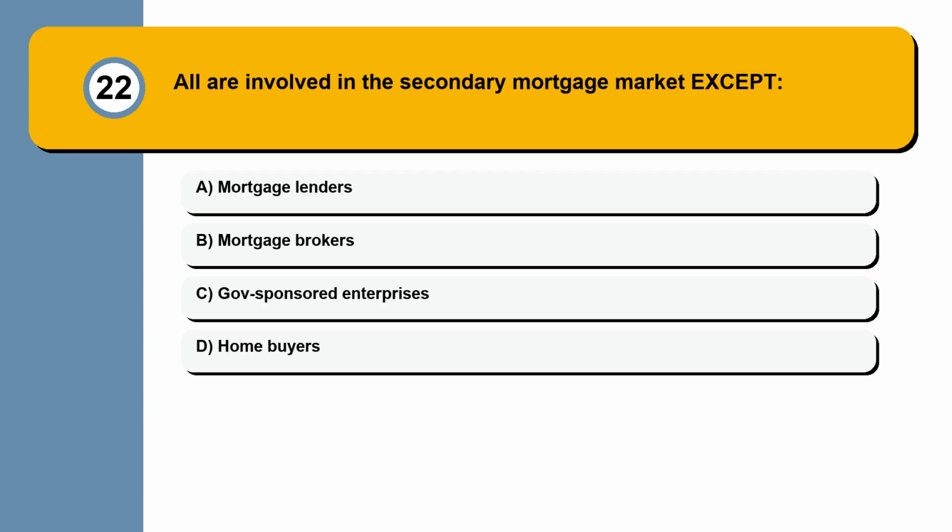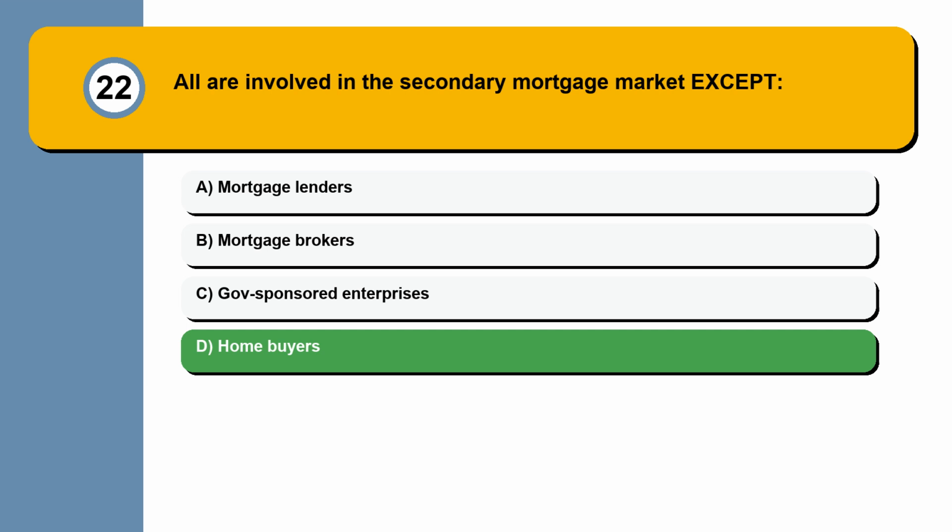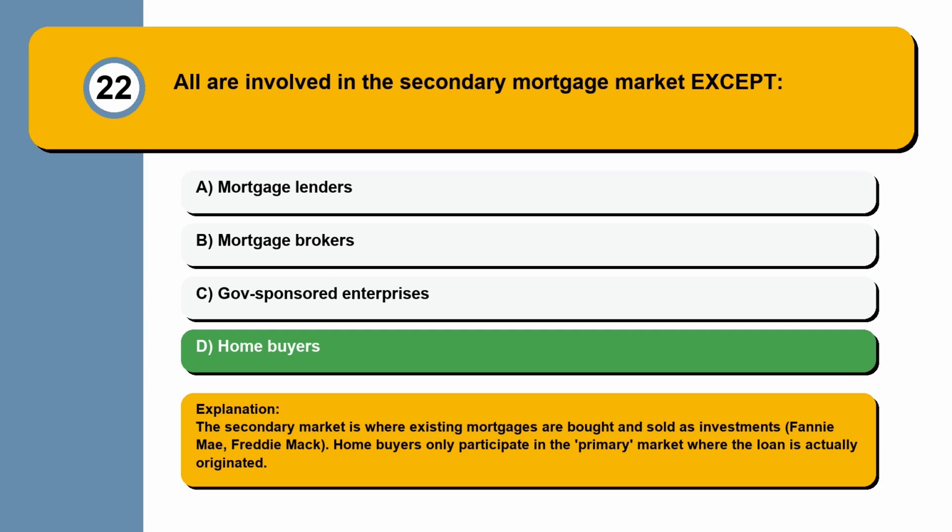Question 22. All are involved in the secondary mortgage market except mortgage lenders, mortgage brokers, government-sponsored enterprises, home buyers. The secondary market is where existing mortgages are bought and sold as investments, Fannie Mae, Freddie Mac. Home buyers only participate in the primary market where the loan is actually originated.